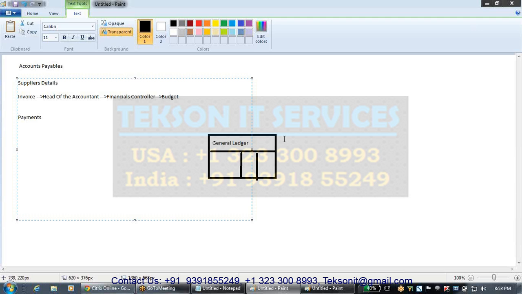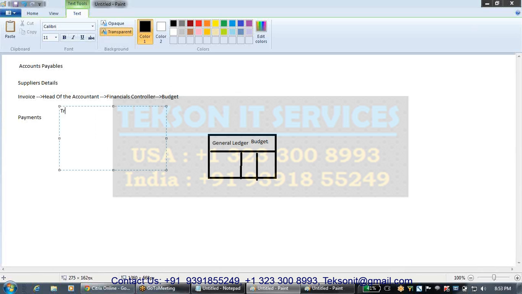So that budget concept comes in the general ledger. So you should know how exactly budget is prepared for the company. Okay. Once the budget is allocated, the treasury department, let's go to the which department? Treasury department. So the treasury department will do the payments.